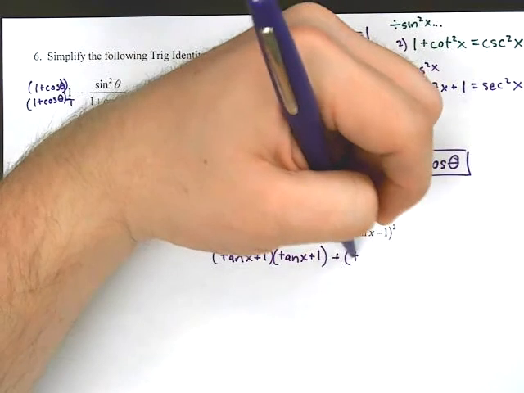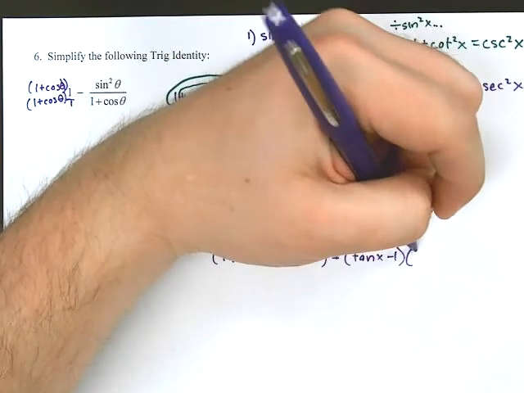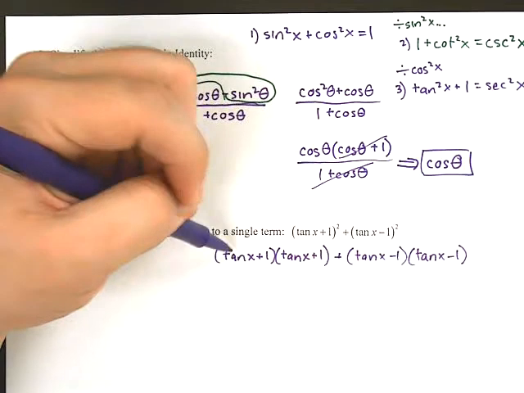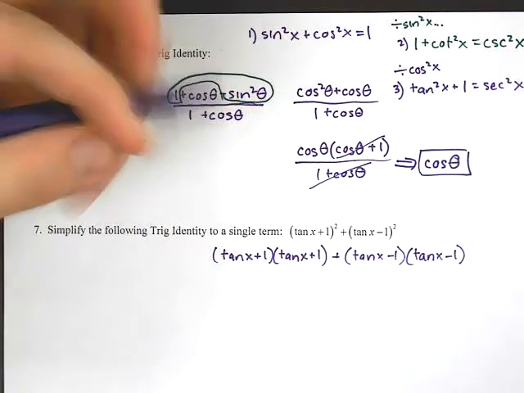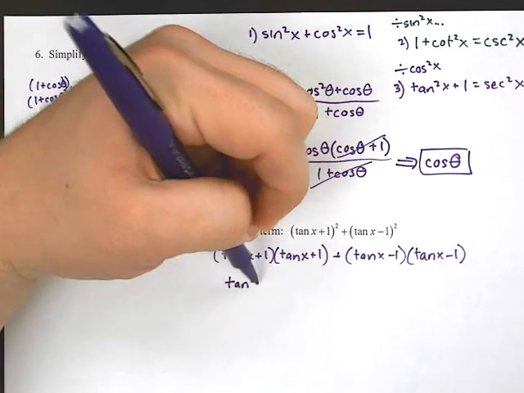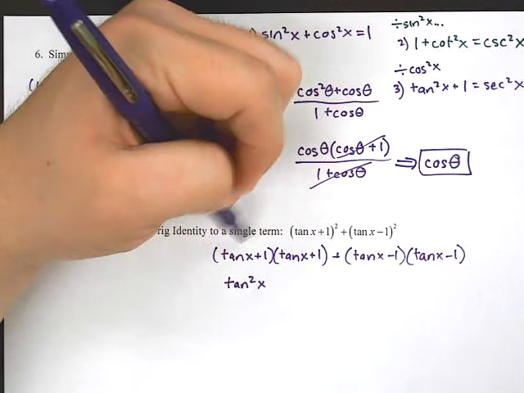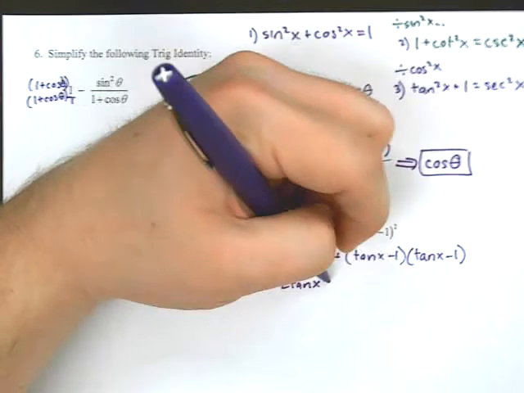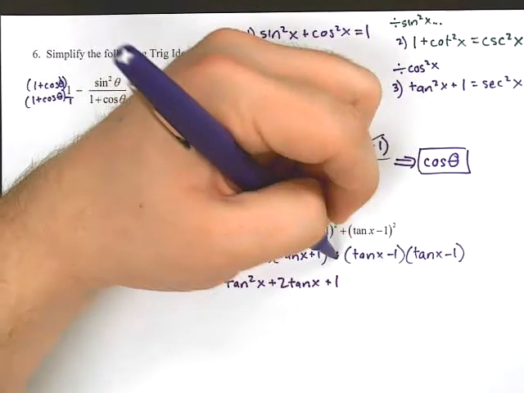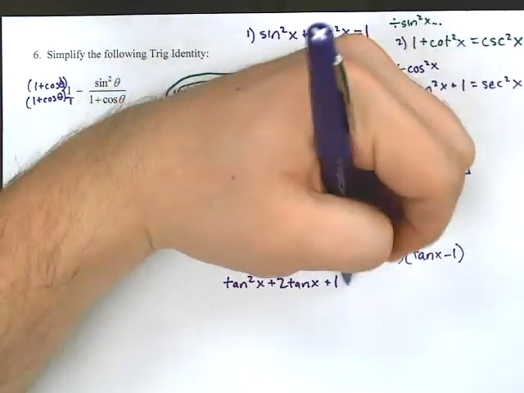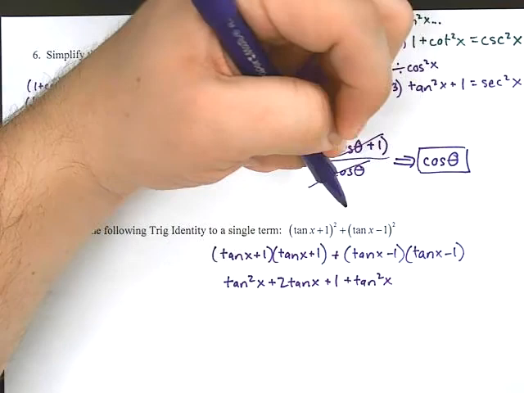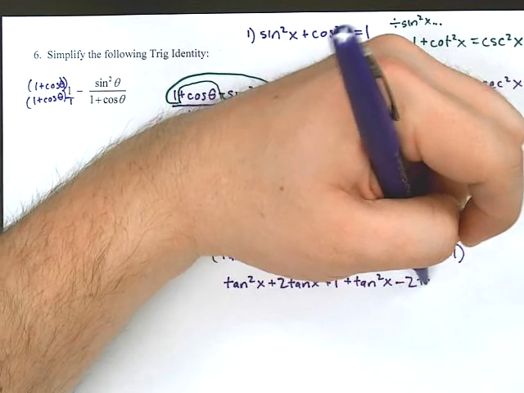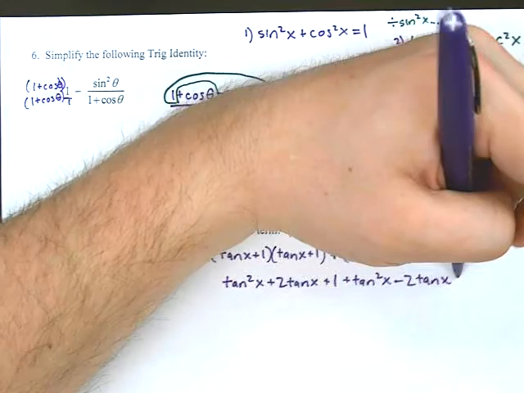And then I'm going to have a tan x minus 1 times another tan x minus 1. When I distribute this, I'm going to end with tan squared x, and then I'm going to have outers and inners. I'm going to have positive 2 tan x, and then plus a 1. Then over on this next piece, I'm going to have another tan squared. This time when I do tan x times negative, I'm going to have minus 2 tan x. And then I'm still going to have another plus 1.